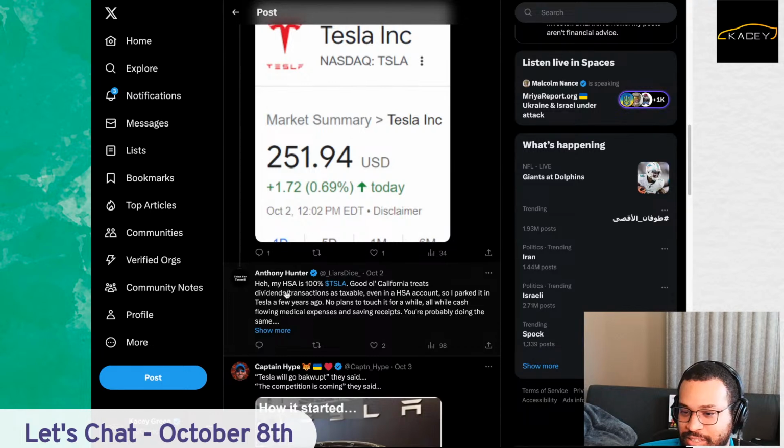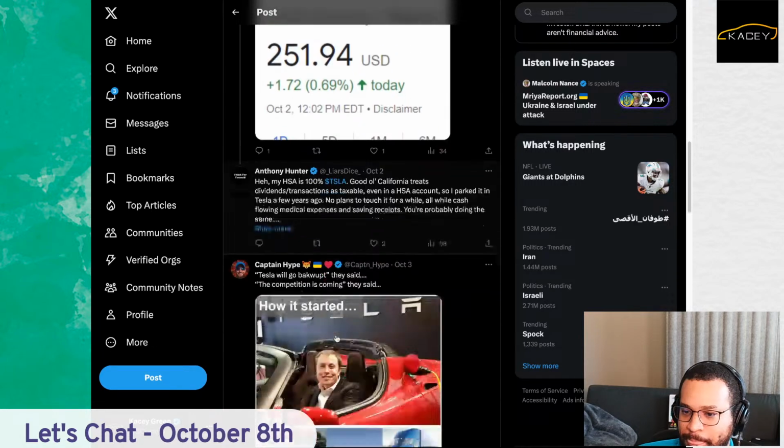Oh, this guy's HSA is also 100% Tesla. Good old California treats dividends transactions as taxable, even in an HSA account. Really? Ouch. So I parked it in Tesla a few years ago. No plans to touch it for a while. All while cash flowing medical expenses and saving receipts. You're probably doing the same.